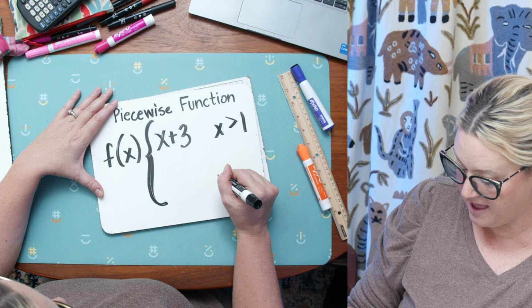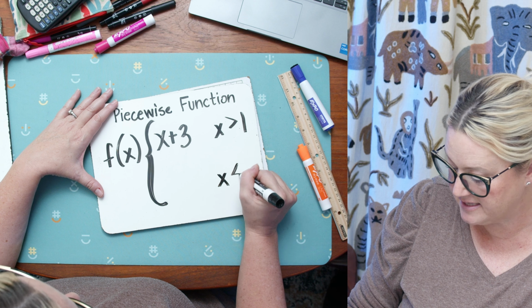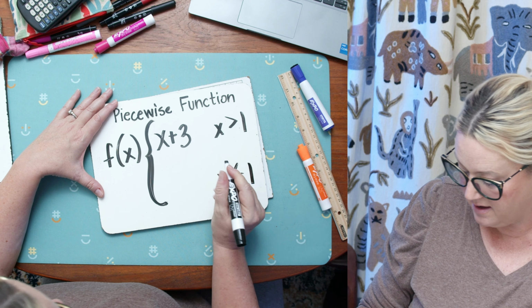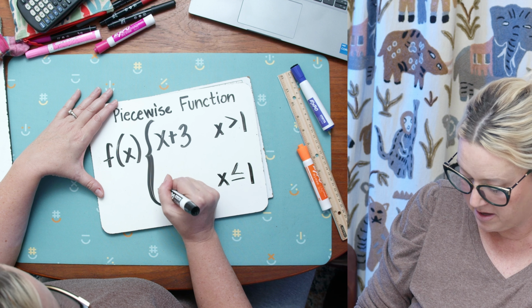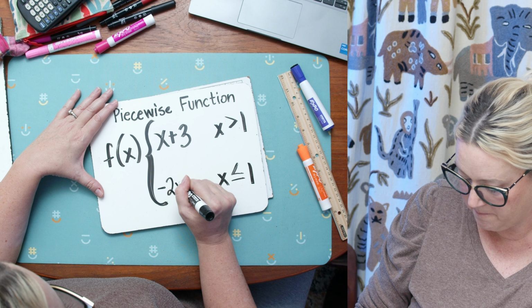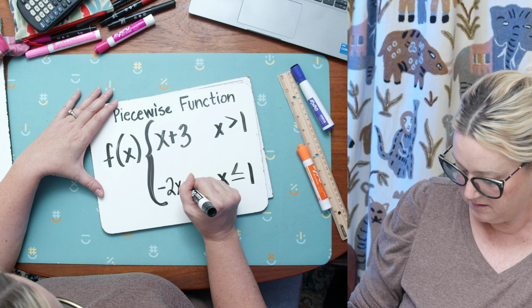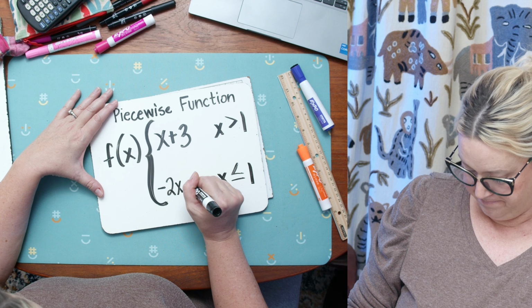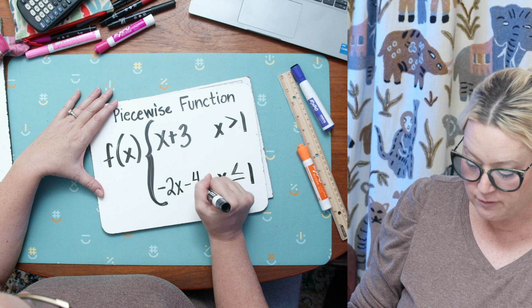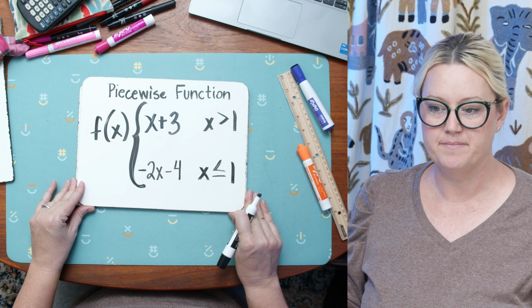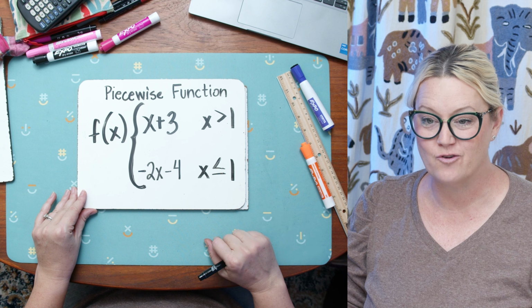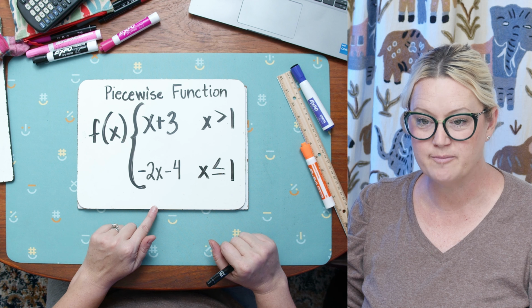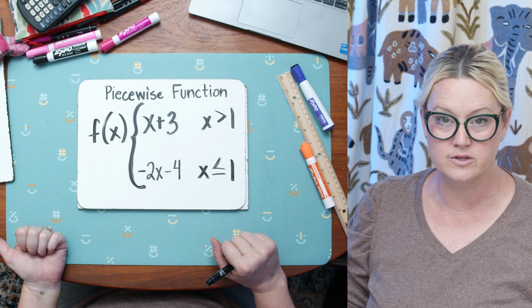And then I'll say if x is less than or equal to 1, then f of x will be, I don't know, negative 2x minus 4. Yeah, I'm just making this up. So f of x is x plus 3 when x is greater than 1. It's negative 2x minus 4 when x is less than or equal to 1.